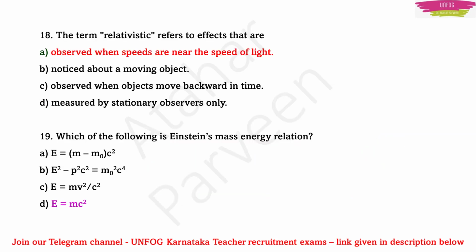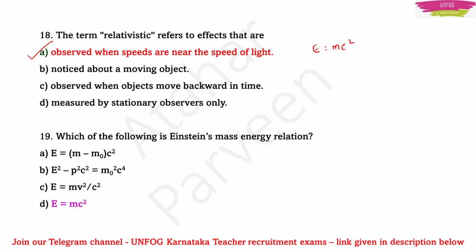Now they can ask very simple questions also, you never know. That's why I have put very simple questions also. The term relativistic refers to the effects that are observed when speeds are near the speed of light. That's the reason why we are using E is equal to mc square, right? Anyway, I did not go into detail because I didn't want to trouble you all, because that was not there in the syllabus. But then you should know these very simple concepts also.